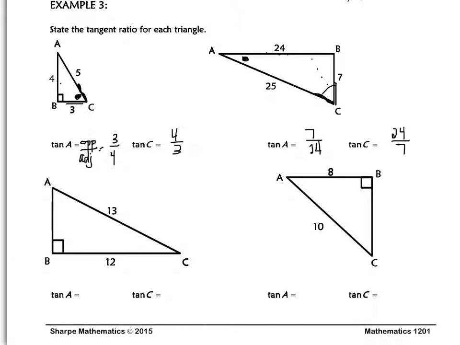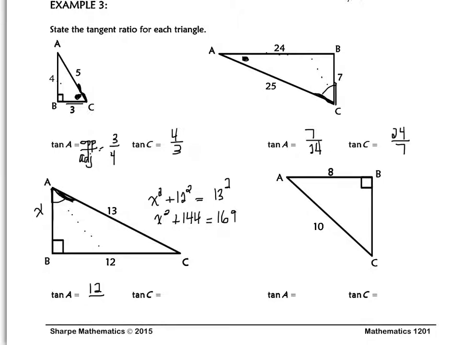The next example, A. Opposite A would be 12, and adjacent to A would be the side that's right here, because this one is the hypotenuse. However, we don't know what that is, so the first thing we have to do is figure that out using the Pythagorean theorem. So we know that x squared plus 12 squared gives you the hypotenuse squared of 13 squared. So x squared plus 144 is 169.